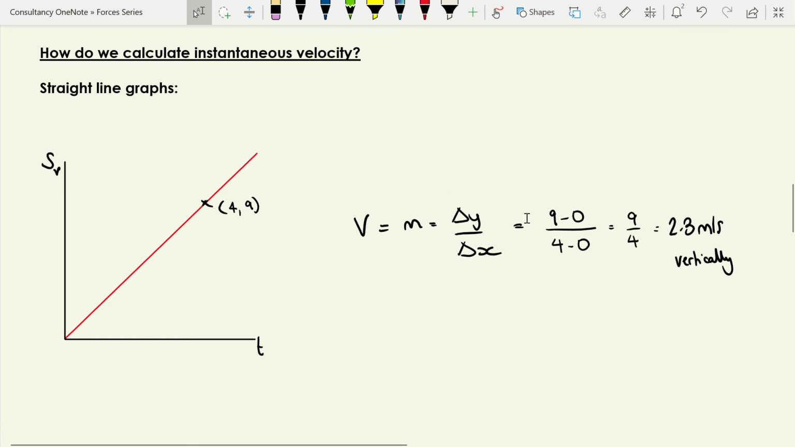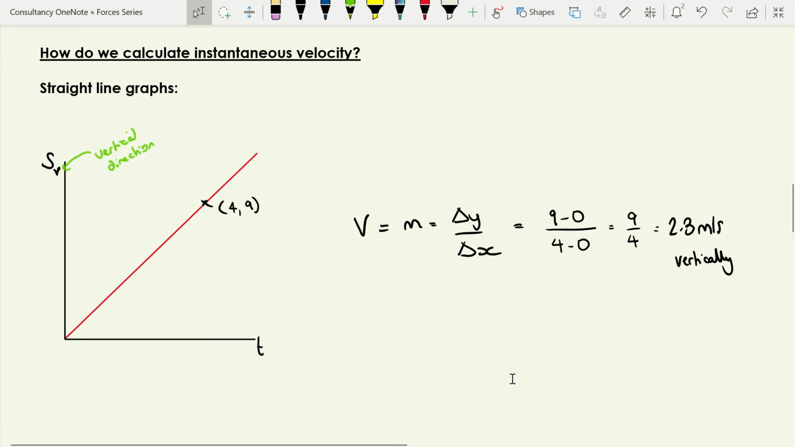So what we can do is calculate the gradient. Change in y is 9 minus 0, change in x is 4 minus 0. So our gradient is 2.3 meters per second. But remember that velocity is a vector, so it needs both a magnitude and a direction. That's why you can see the subscript v in here. What that v is indicating is that this is the displacement in the vertical direction, or displacement upwards, if you like, which is how I've been able to give this 2.3 vertically here. So we use a lot of subscripts for that kind of thing.